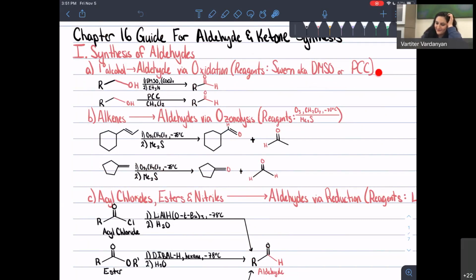So you could use Swern, aka DMSO, or PCC. Those are the 2 ones that we mainly see, at least that's what Roche has been using. So all we do is we take a primary alcohol, we use one of those, and then we create an aldehyde. And this is via oxidation. You don't need to worry about what the actual reaction is called. Just note primary alcohol plus either DMSO or PCC equals aldehyde.